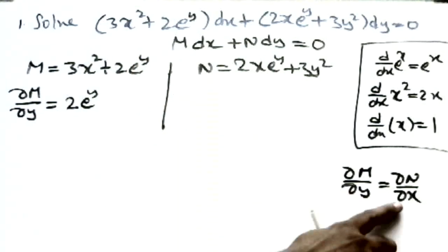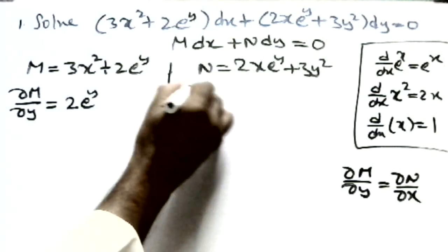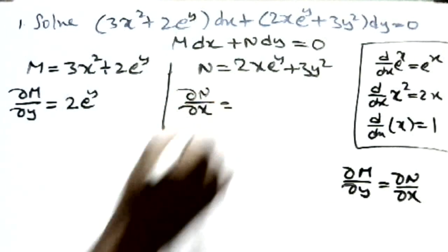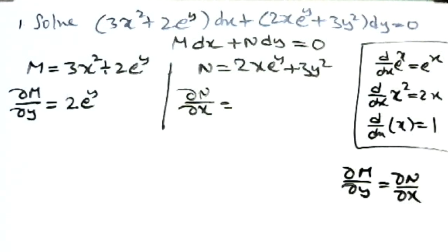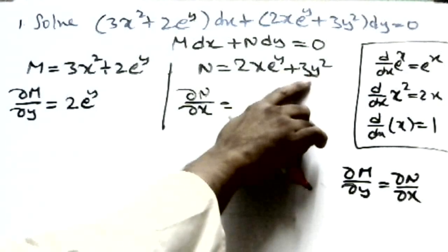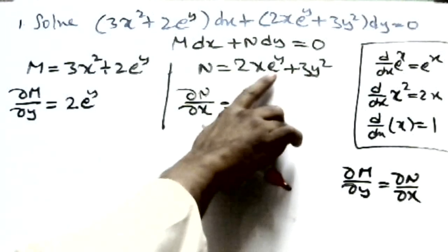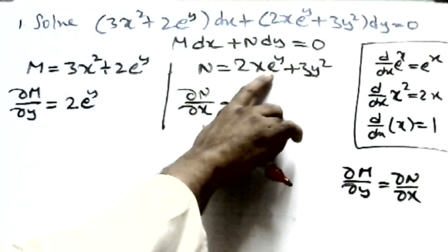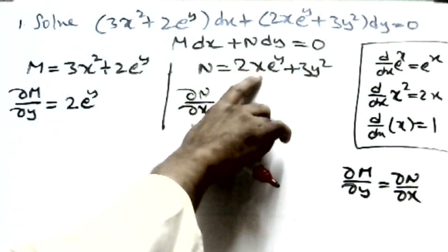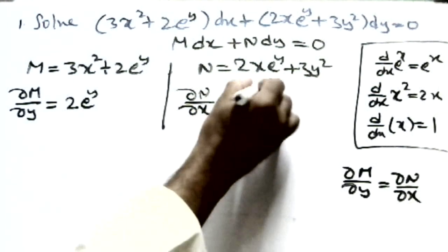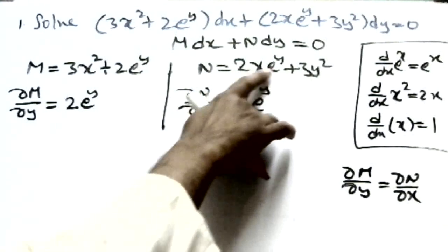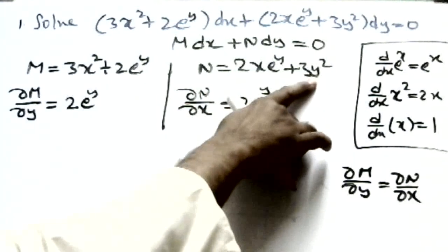Now come here, let me differentiate this with respect to x. We write ∂N/∂x, partial differentiation with respect to x. When we differentiate with respect to x, we take y as constant, so this term will be 0. Here d/dx of x is 1, so 2 into 1 is 2e power y.